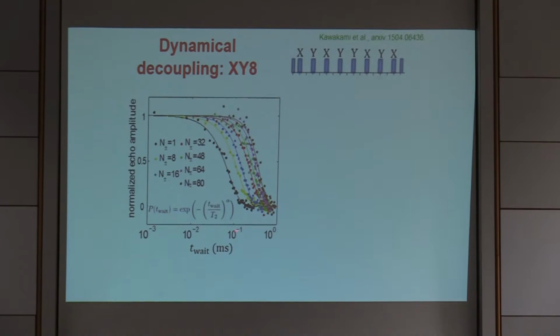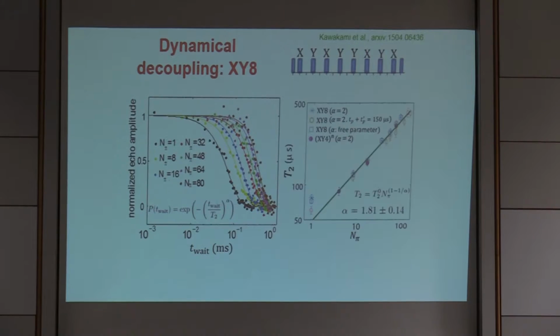If you fit those decay curves using this relation, you can plot the coherence time as a function of the number of pi pulses in the sequence. And what we see is that we get a T2 echo of the order of 80 microseconds and a T2 dynamical decoupling for 28 pulses of the order of 400 microseconds. But what is good is that we don't see until this point any sign of saturation. So if we keep on applying more and more pulses, we can extend more.